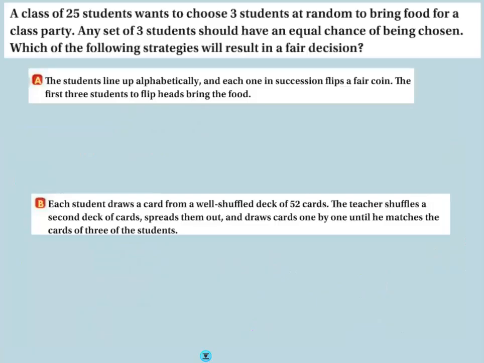Let's talk another scenario. So say you have a class of 25 students, and you want to choose 3 students at random to bring food for a class party. Any set of 3 students should have an equal chance of being chosen, to be fair. Which of the following strategies will result in a fair decision?